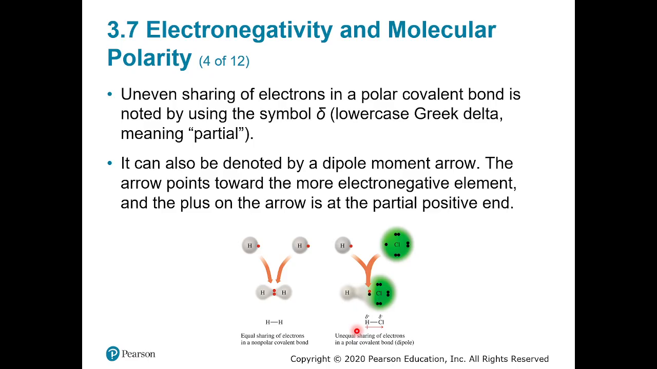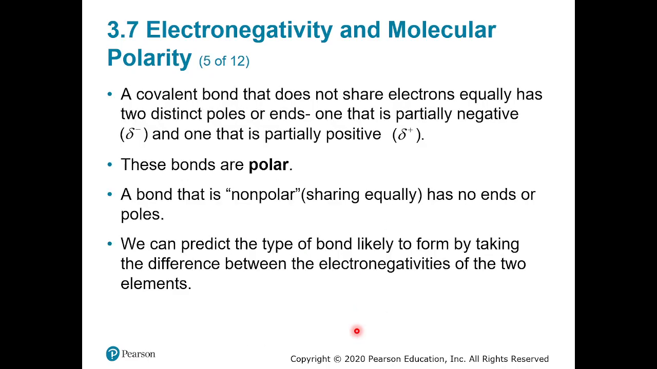Okay. It looks a bit like a cursive D. Can you guys see that better? Okay, good. Fantastic. This is the partially positive here. This is partially negative. So these bonds are going to be polar, i.e. they have poles. One side's a little bit negative, one side's a little bit positive. Non-polar, sharing equally, no poles on the ends, no charge overall. The whole thing has the same sort of charge.